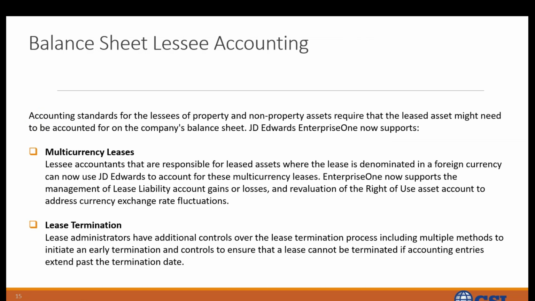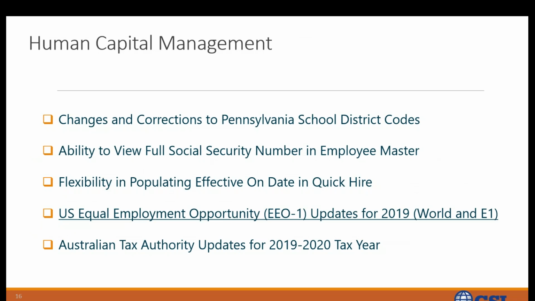Okay, and for our GL parts, this is actually really one big thing, but I broke it up into two sections here. But multi-currency leases, when you've got something that was not in whatever the company currency was, it was really a pain to calculate things. Now you can, because multi-currency is available within the lease functionality. And lease termination, they've added a few different ways to end the lease that are now in JDE. Okay, next one.